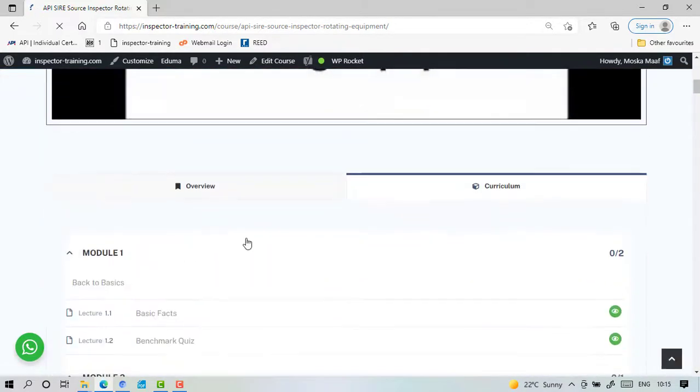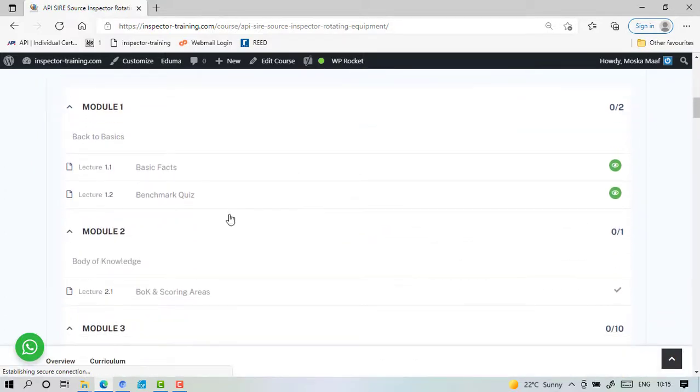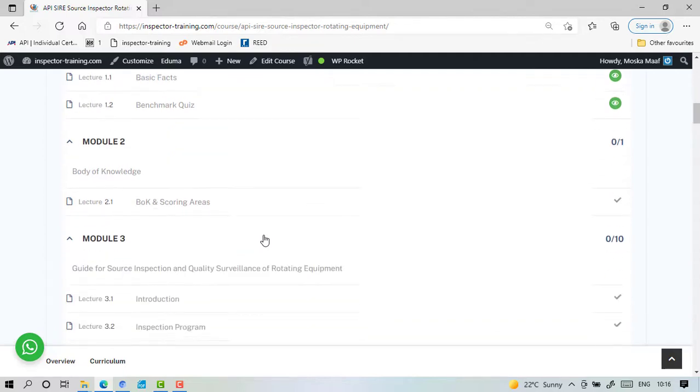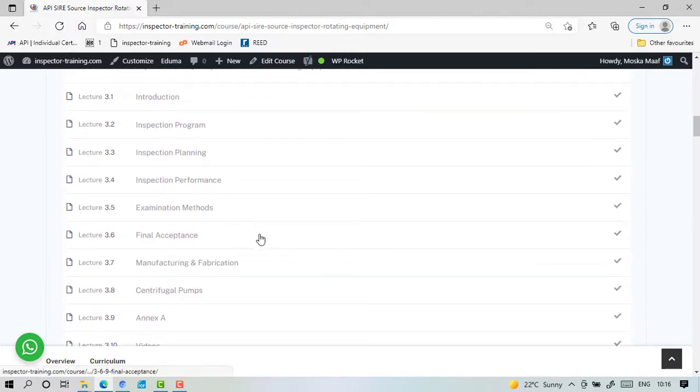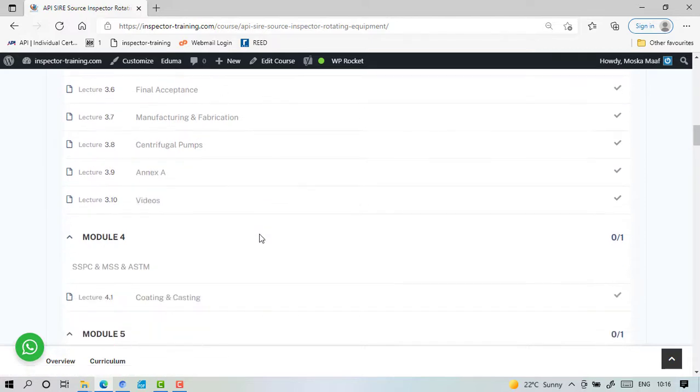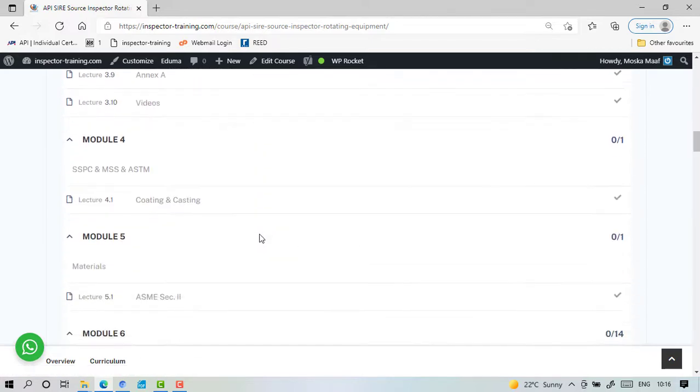If you go to our curriculum or course content, you can find that this course has basic facts, the A to Z of registrations, exam tips, exam time management, body of knowledge and scoring area, and a guide for source inspection and quality surveillance of rotating equipment. You can find the actual documents on the API website, but we have explained and rephrased it in detail.